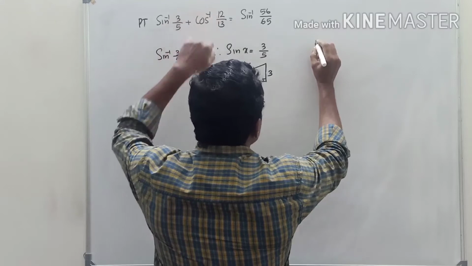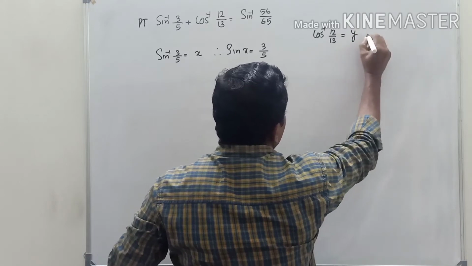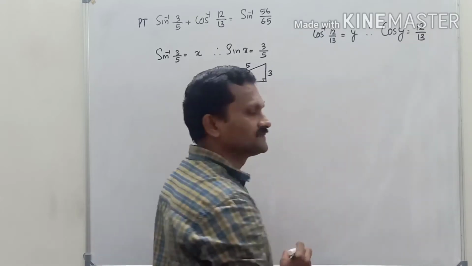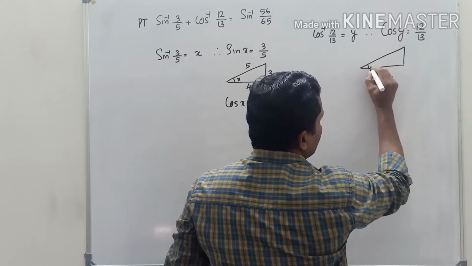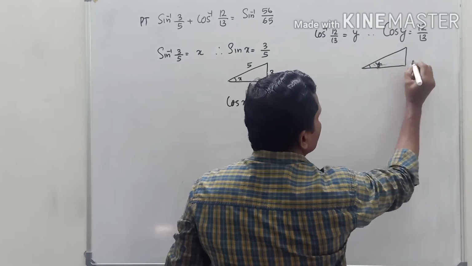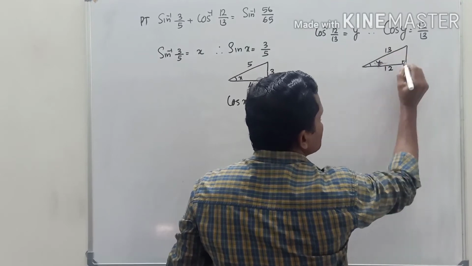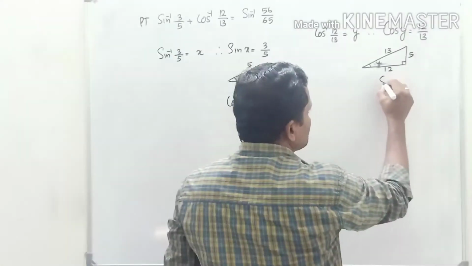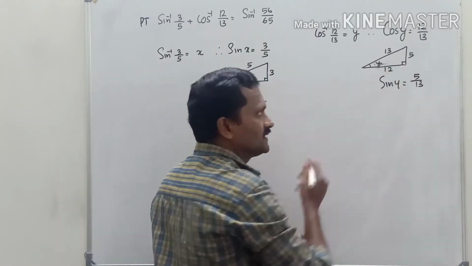Second one, cos inverse 12 by 13. That is taken as y. Therefore, cos y equals 12 by 13. Again, draw a right triangle. This angle is taken as y. 90 degree. Cos means adjacent by hypotenuse. Then using Pythagoras theorem, the third side is 5. Therefore, from the figure, sin y equals 5 by 13.